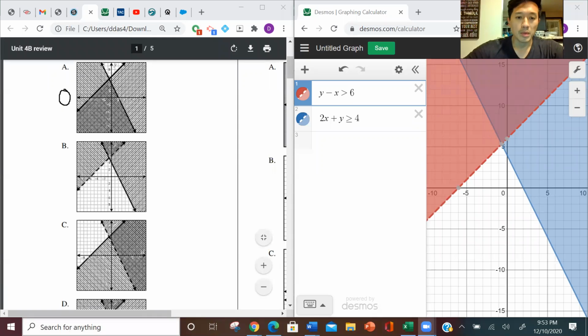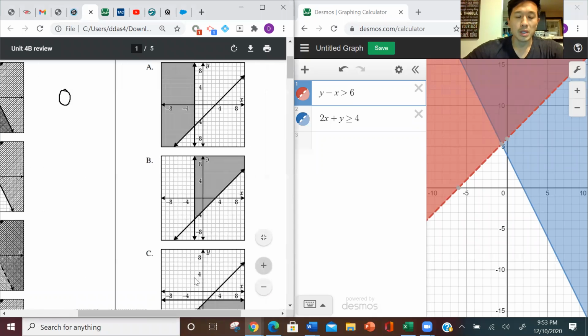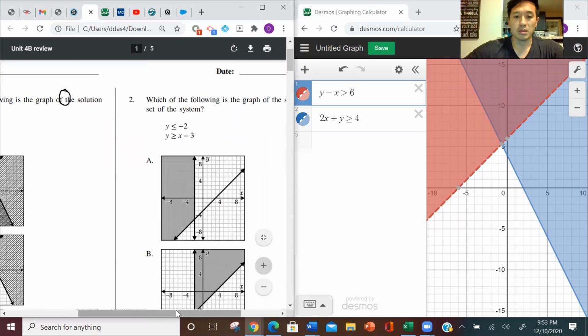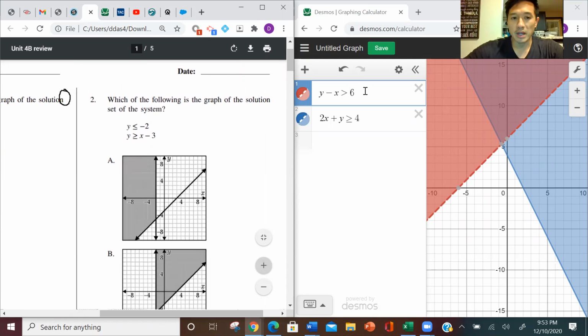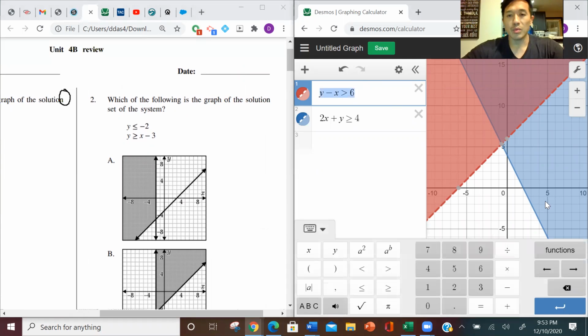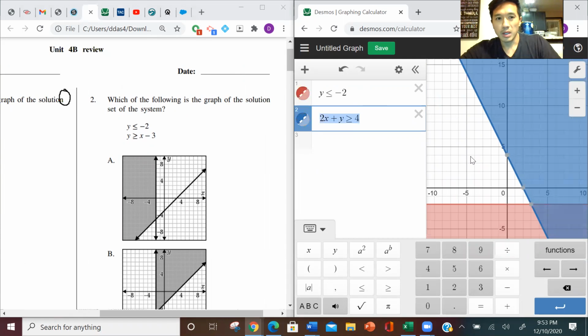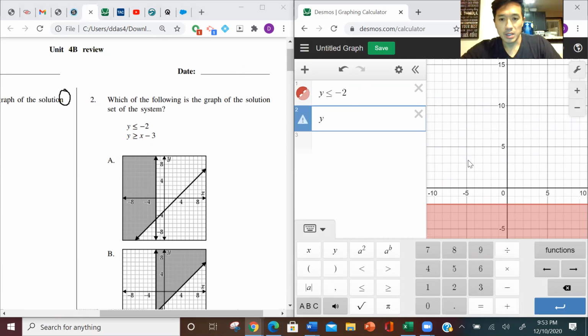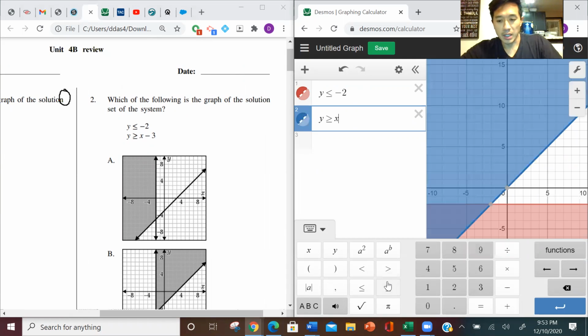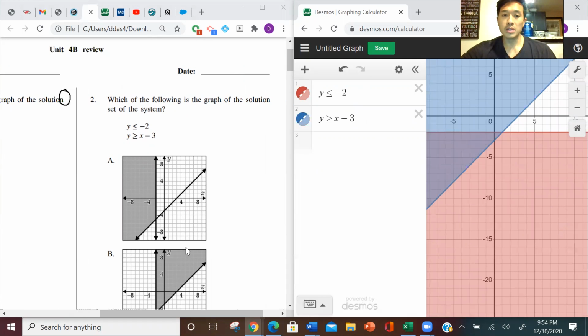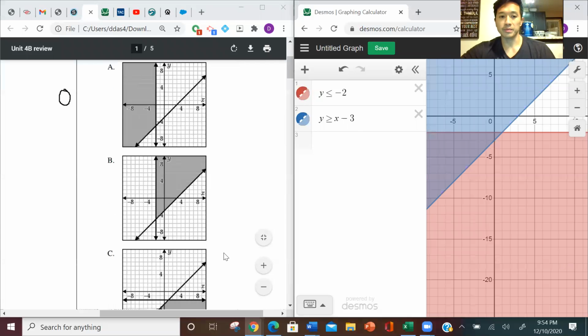Moving on to question number 2, we're doing the exact same thing. You're going to type in your graph and see which one it is. Again, practice. Y is less than or equal to -2. Y is greater than x minus 3. So that's your graph here. Which one matches that graph?